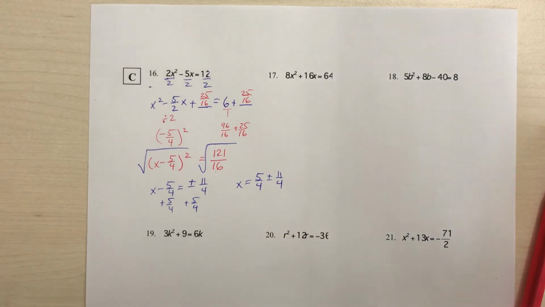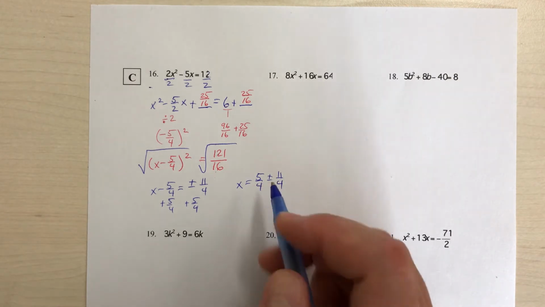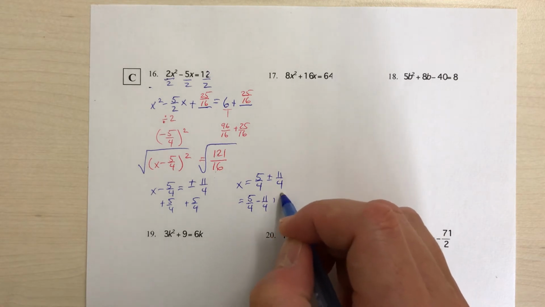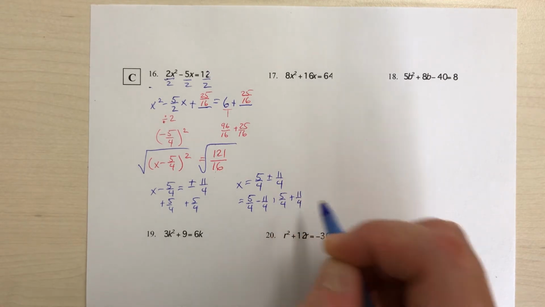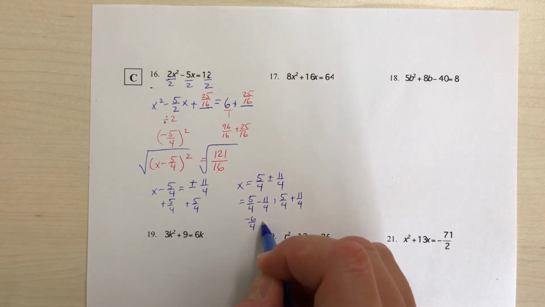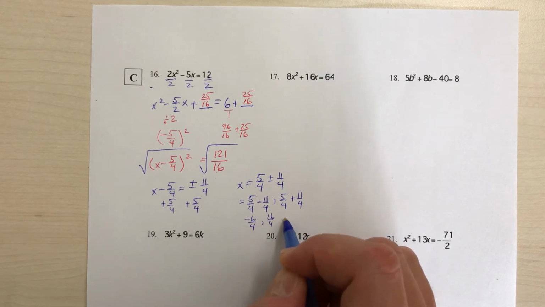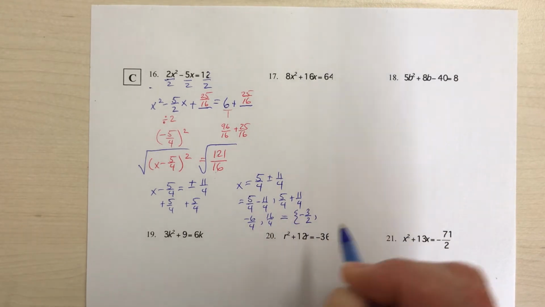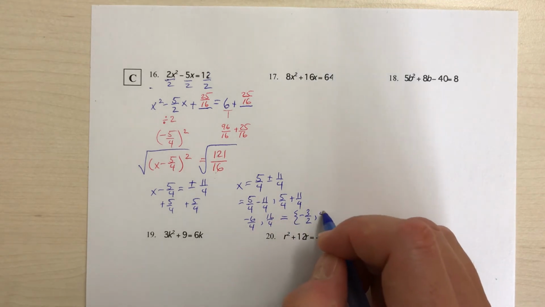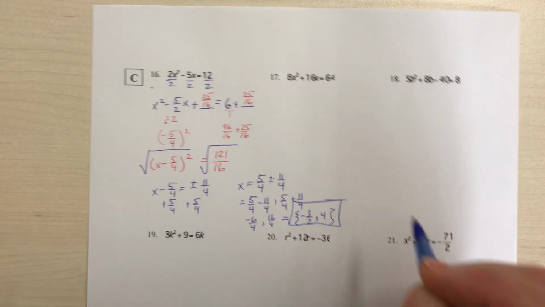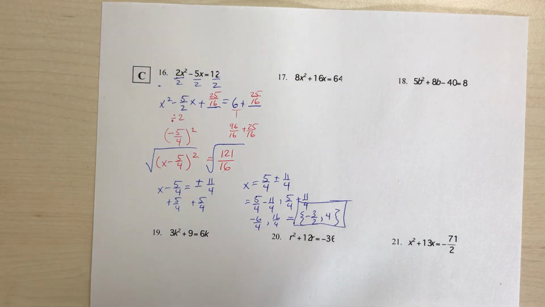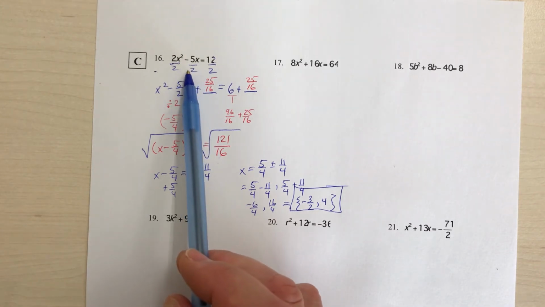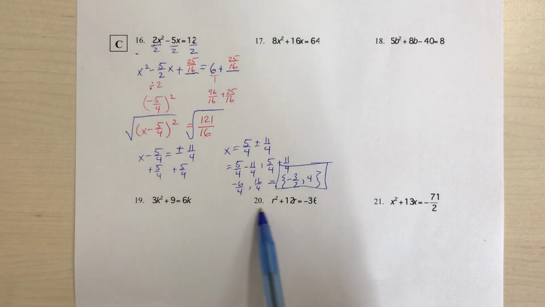11 over 4. Now we wouldn't leave that in this format because we can simplify 5 over 4 minus 11 over 4, and then 5 over 4 plus 11 over 4. This would be negative 6 over 4. This would be 16 over 4. And that would be equal to negative 3/2. I always simplify a fraction, and that's positive 4. But to be honest, we could have factored this, and it probably would have been a lot easier. We'll do one more example here.